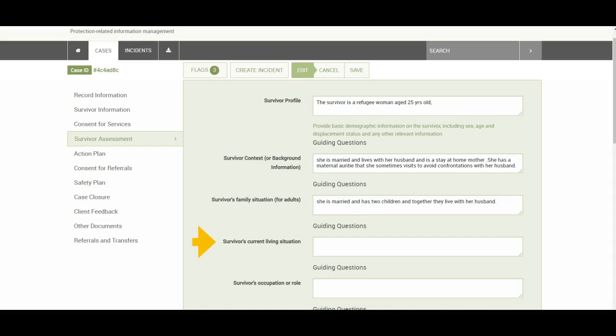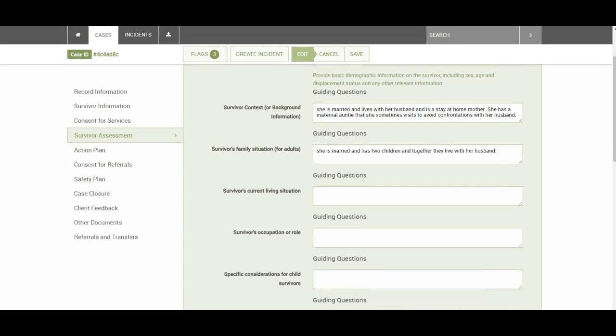Then we have the survivor's living situation. Does the survivor have a place to live? Where? Who lives in the house with her? Does she live with her husband or intimate partner? Are there relatives living nearby?